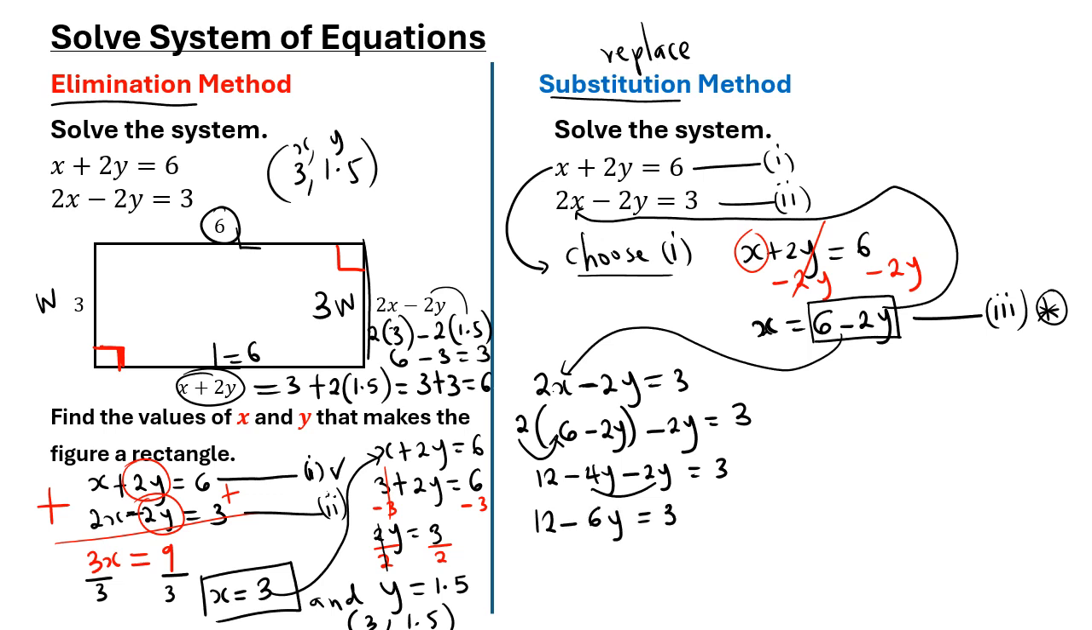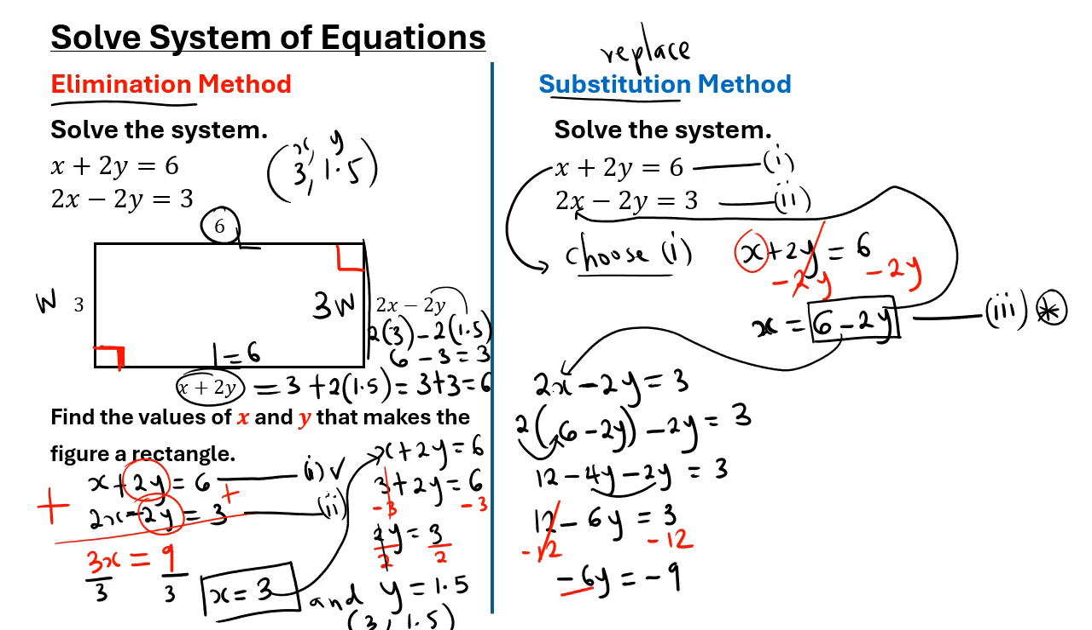So my next move will be to subtract 12 from both sides. Minus 12 and minus 12, so I'm going to cross out this 12. Once I cross out this 12, I have negative 6y equal to 3 minus 12. And 3 minus 12 exactly will give me negative 9.